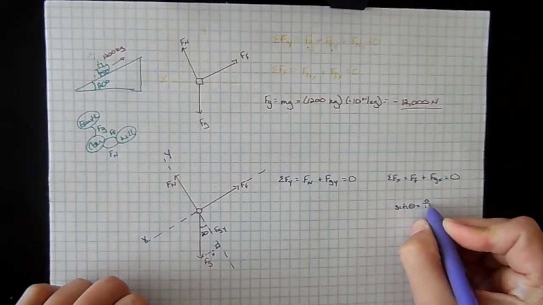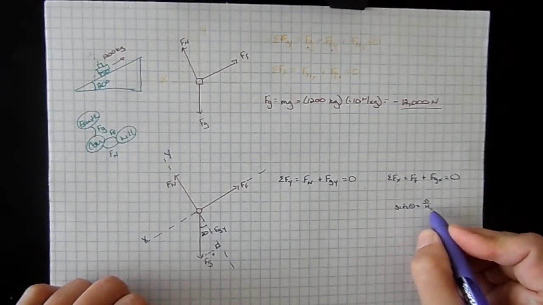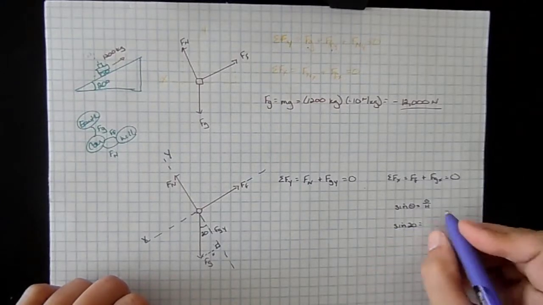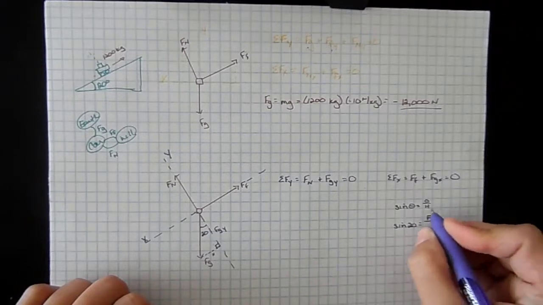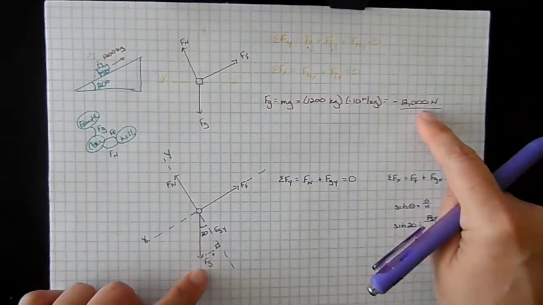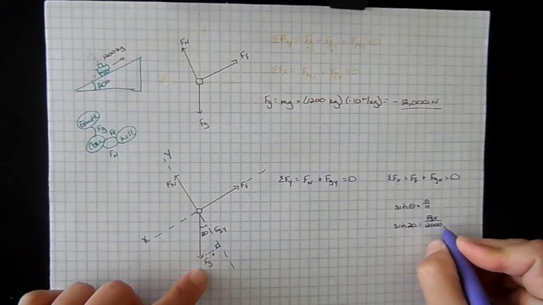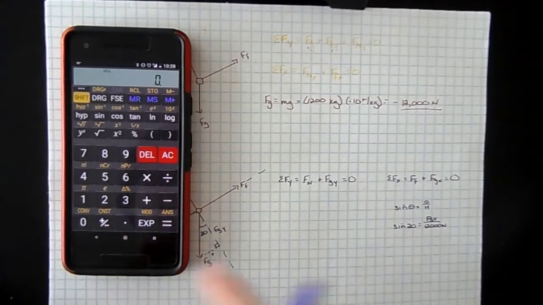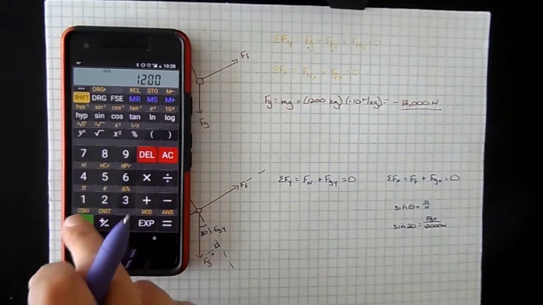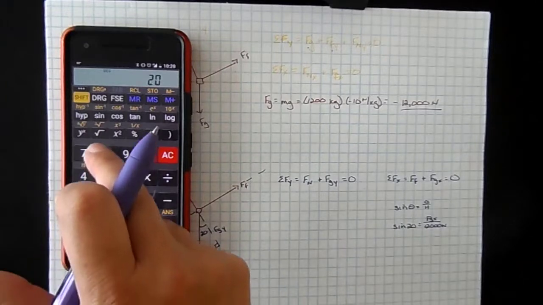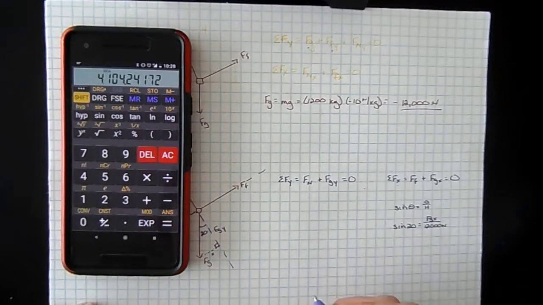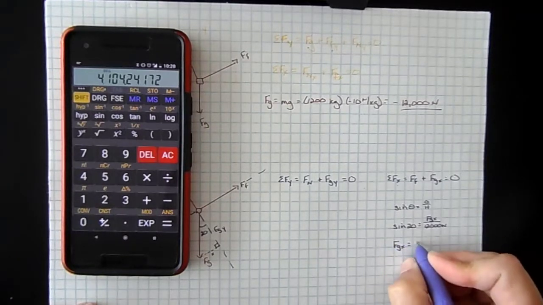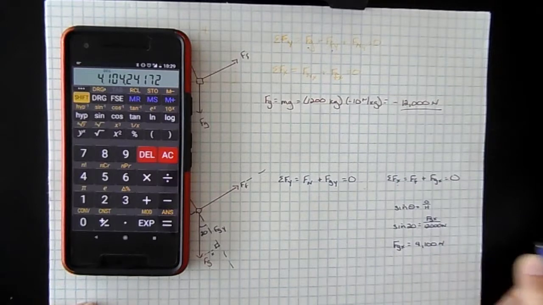So sine of theta is opposite over the hypotenuse, with the hypotenuse being our force of gravity. So the sine of 20 is going to be equal to the x component of gravity divided by the force of gravity, which was 12,000 newtons. So to solve for this, we're going to take 12,000 and multiply it by the sine of 20 degrees. So the x component of our gravity is going to be equal to 4,100 newtons.